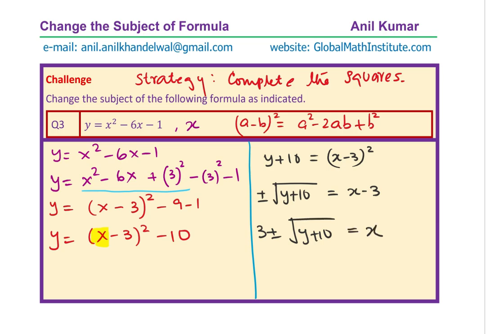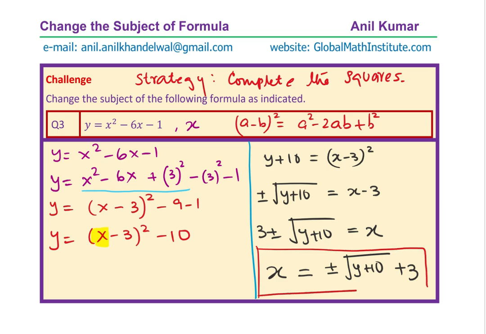So in this fashion, we have changed the subject to x, and x is equal to, I could write this as, first plus or minus square root of y plus 10. It doesn't matter. The order could be reversed. And so we have our formula with the subject changed as desired. I hope you understand this strategy and it helps you to solve some difficult questions based on the topic, change of subject of a formula.